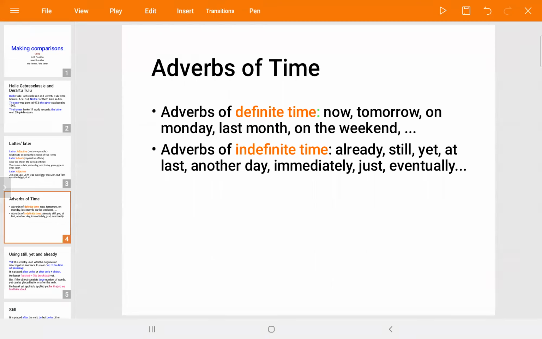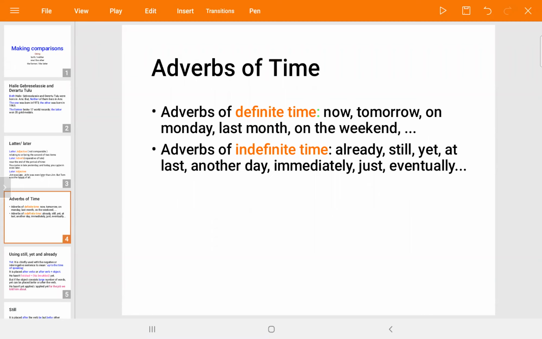Group C, they do have measurements, if you remember. Group C frequency adverbs: every day, each month, once a week, and so on. So these are examples of the groups of frequency adverbs, and then adverbs of time. You have the definite and indefinite adverbs of time. So we will have now, tomorrow, on Monday, last month, on the weekend.